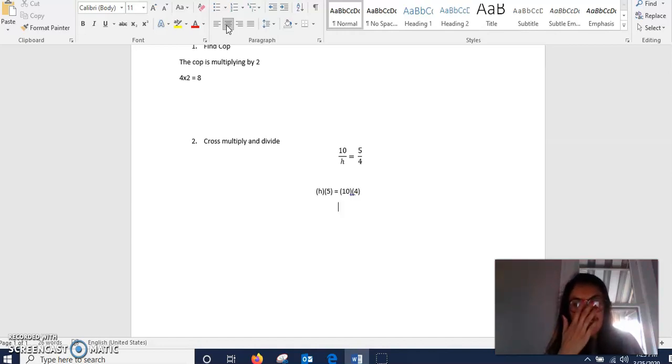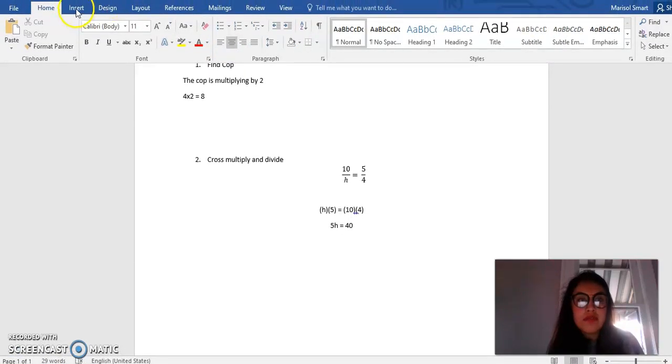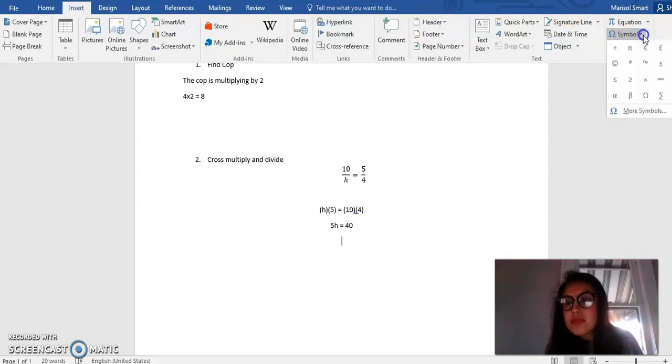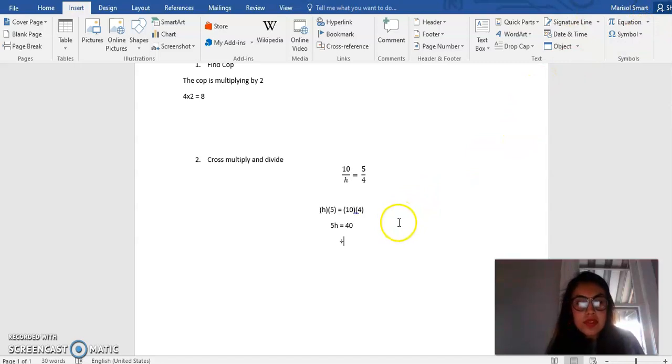I know that h times 5 is 5h, and 10 times 4 is 40. I know that the inverse of multiplication is division, so I do 5 divided by 5, and 40 divided by 5, because whatever I do on one side, I have to do on the other.